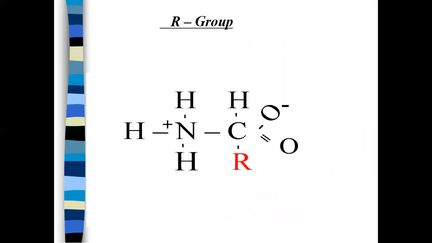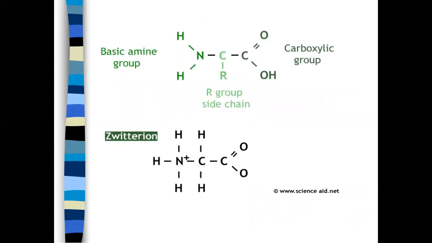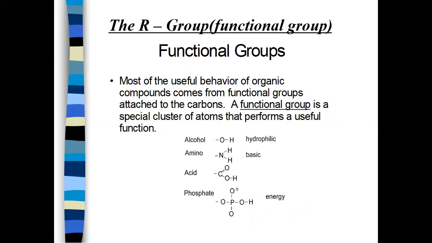Okay, the same slide again. H from the carboxylic acid has been shifted to the lone pair on N, and R is a variable group. R can be a hydrogen atom or carbon atom or long chain of carbon atoms. Okay, there is the R group, functional group.